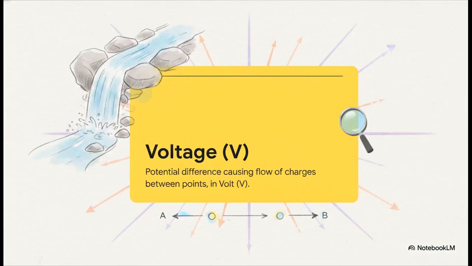But what makes that river flow in the first place? Sticking with our analogy, the voltage, represented by V, is like the steepness of a waterfall pushing that water forward. It's the potential difference that forces the electric charges to move from point A to point B. Without voltage, there is no push, and the current just sits there. We measure this vital pushing force in volts.